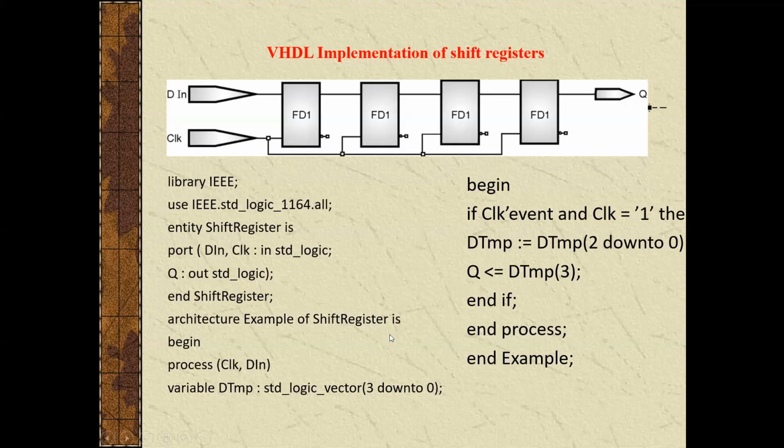Then we have to mention how the variable will flow. So let's begin. We give an if condition here: if clock'event and CLK equals 1, then only the DTMP will be assigned, and the variable will be assigned down to 0 there, and the Q output will be the third bit of this temporary variable here.